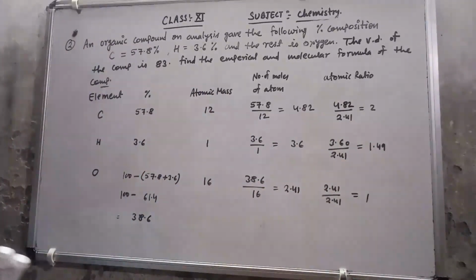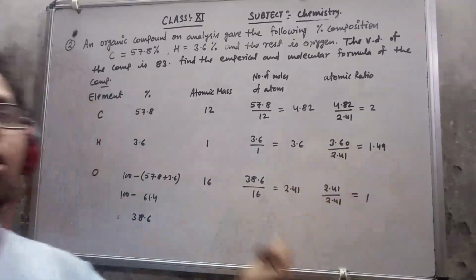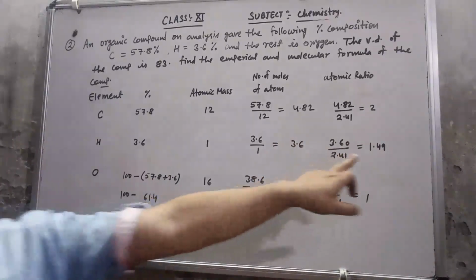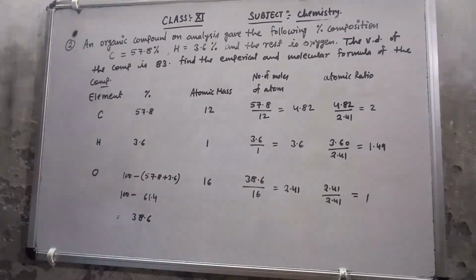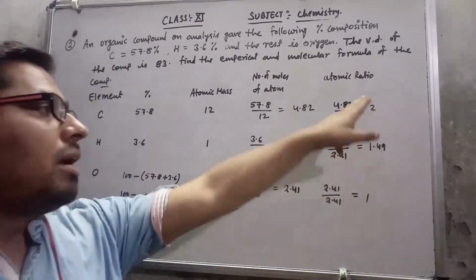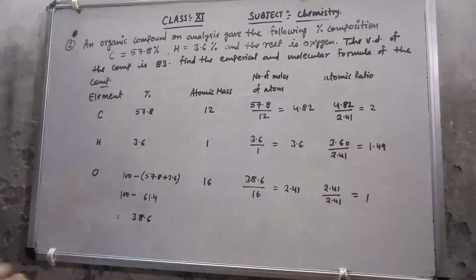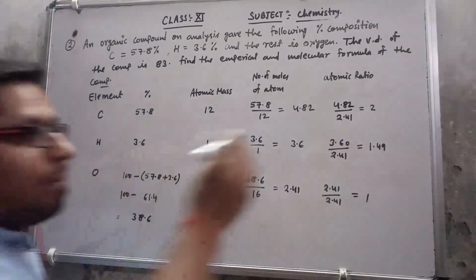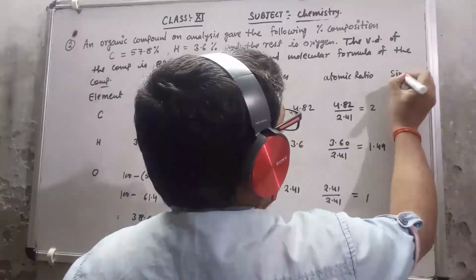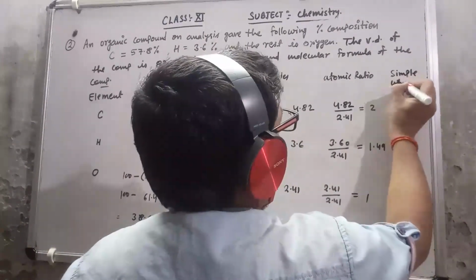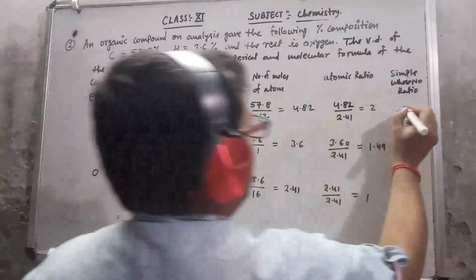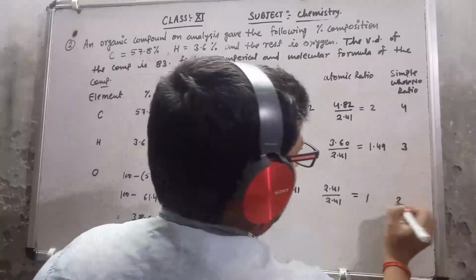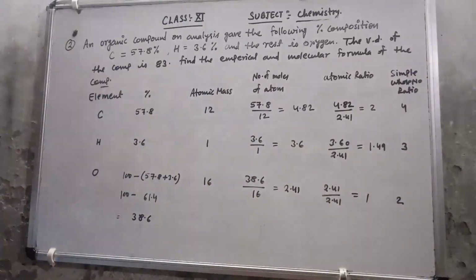So how can I make it a whole number? I will not write 1.49 as 1 or as 2. This is approximately 1.5, so I can multiply by 2 to make it a whole number. I will not multiply only the hydrogen; I will multiply all of these by 2. Then this is 4, this is 3, this is 2. So I am getting the simple whole number ratio.